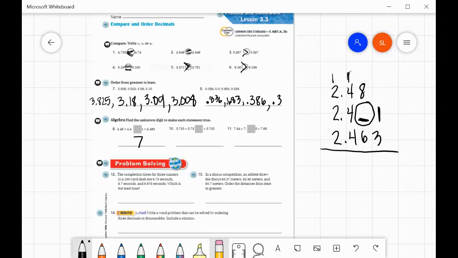All right. Go ahead and pause the video and do number 10 and number 11. Write them out and figure out what digit goes in that spot.